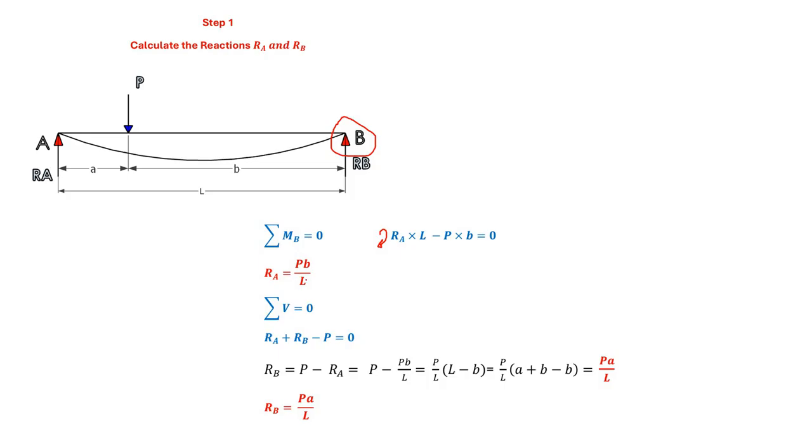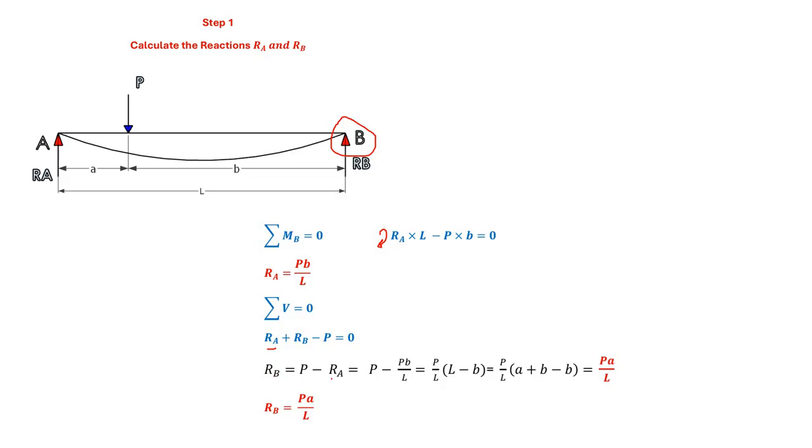Once the value of RA is obtained as PB by L, we will move on to the next equilibrium equation, summation of V equal to 0. So this says that the summation of all the vertical forces acting on the beam is equal to 0. The reactions RA and RB are acting upwards, so let us take them positive, and the load is acting downwards and we take it as negative. Now substitute that in this equation. Already we have calculated RA, so this RA is substituted in this equation. Then you simplify this.